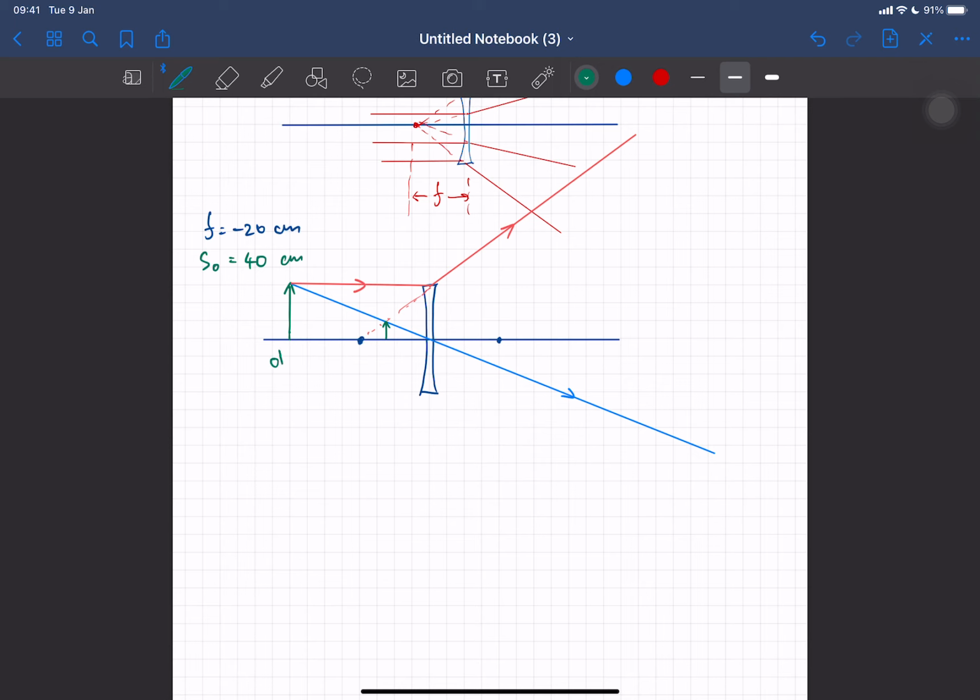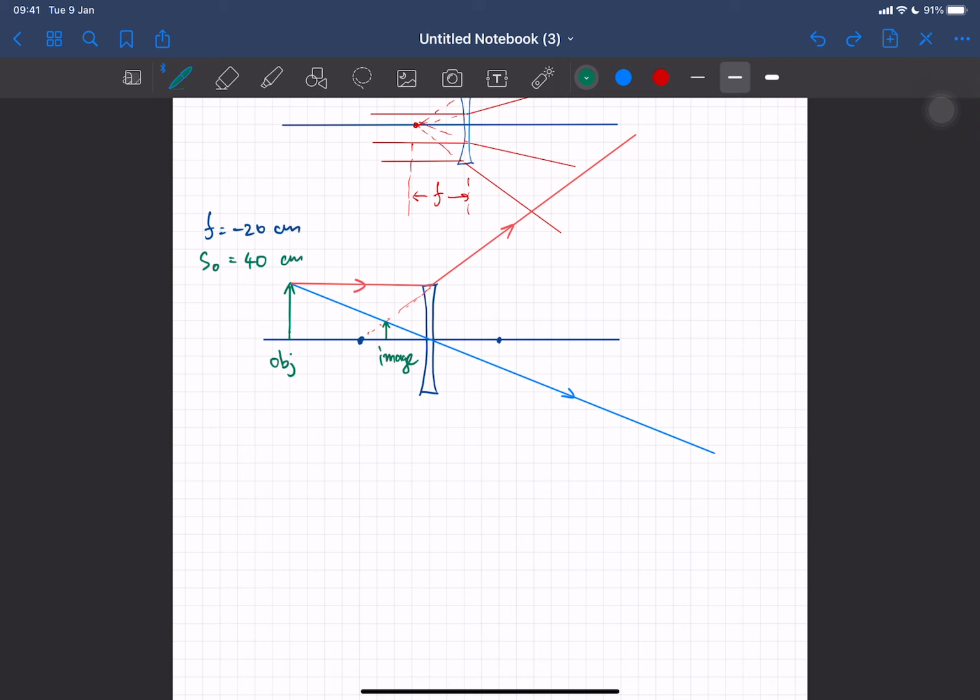So the object is here, the image is here, and this image is a virtual image, right? Because no actual physical light ray intersects there. It's also on the same side as the object. It's also upright. So it meets every criterion of being a virtual image.